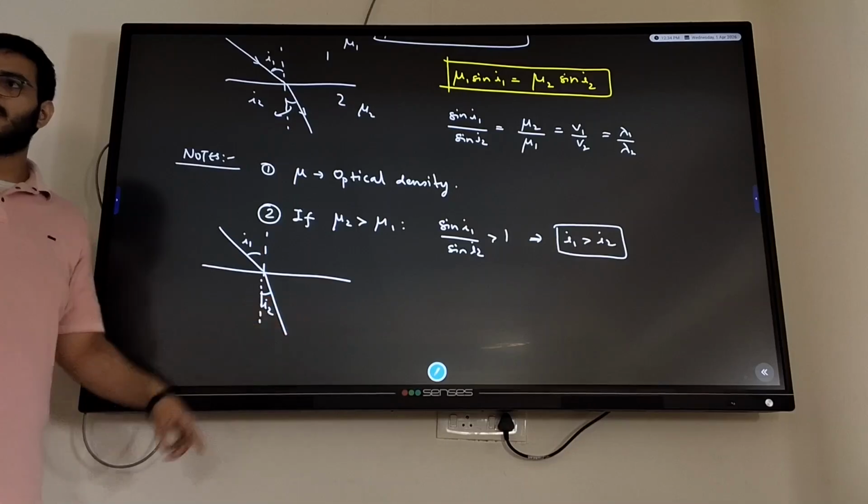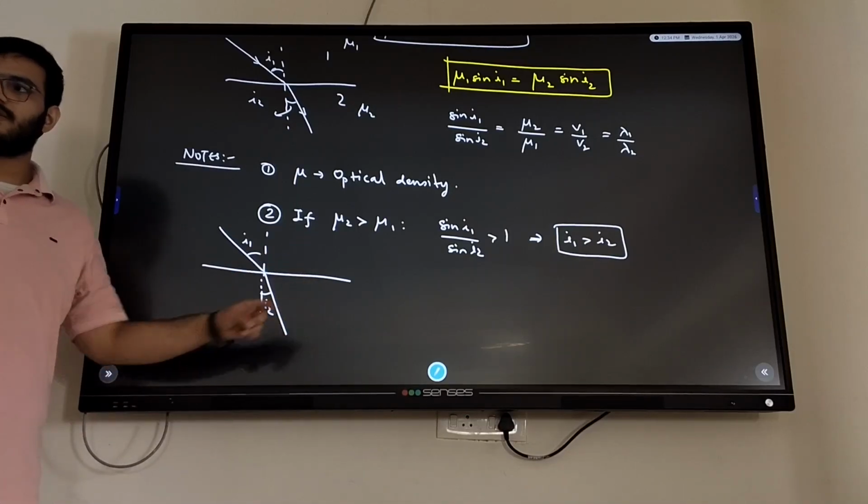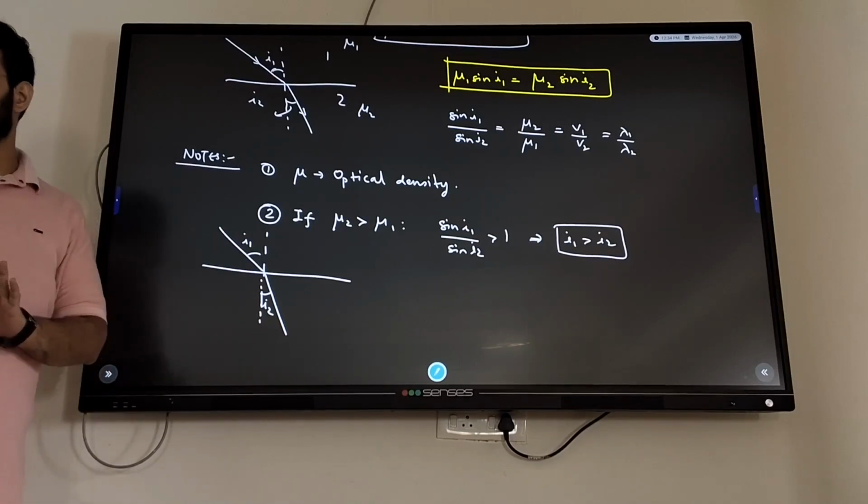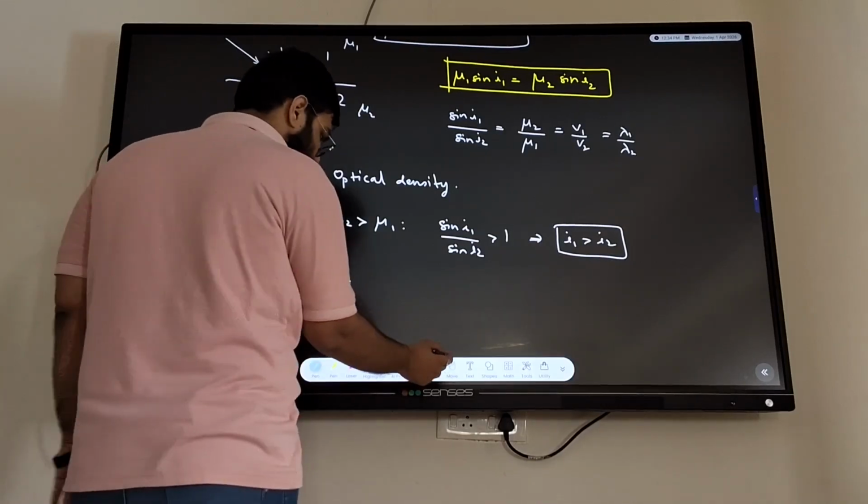The second medium was denser. So when light goes from rarer to denser, what happens? It bends towards the normal. Bends towards the normal. You know this statement? Yes. Then let me write all of this. Please write with me.